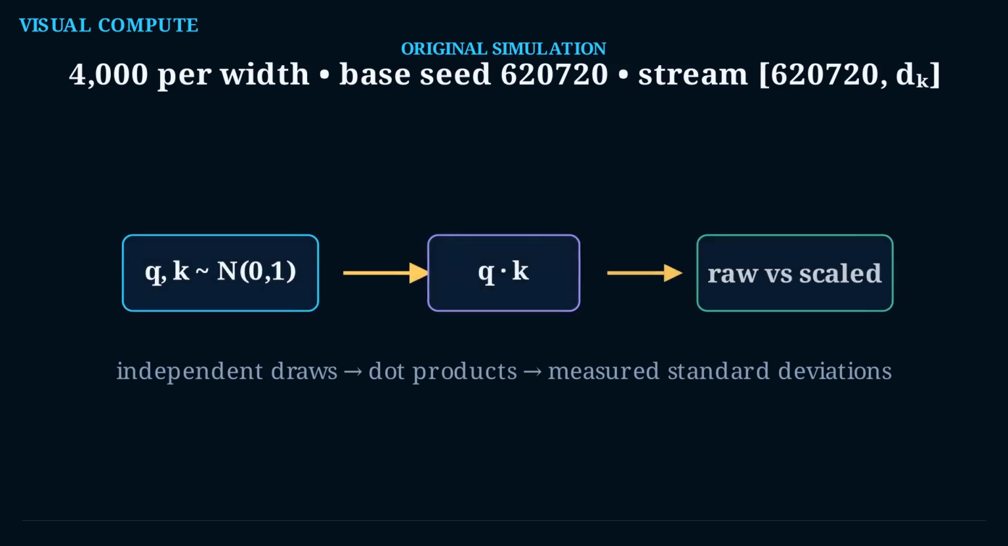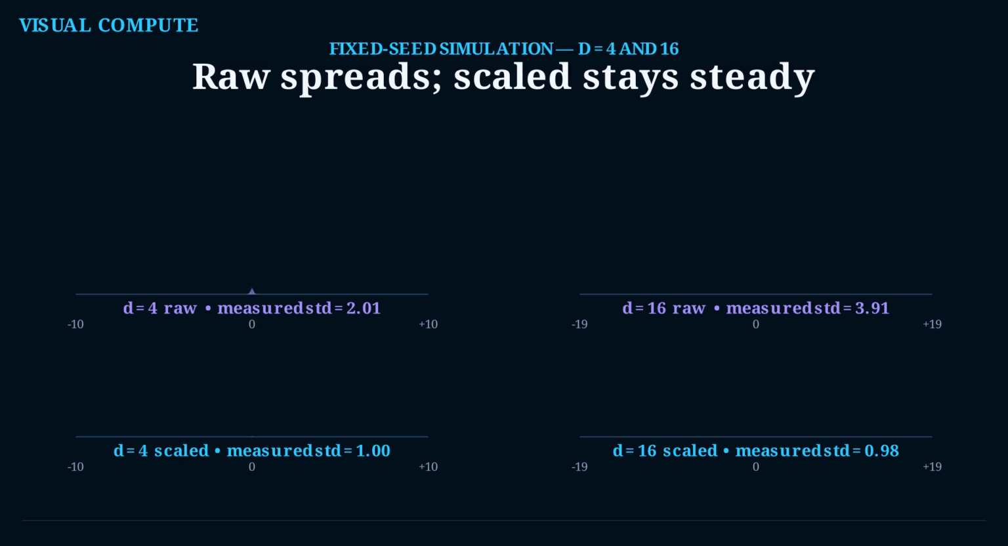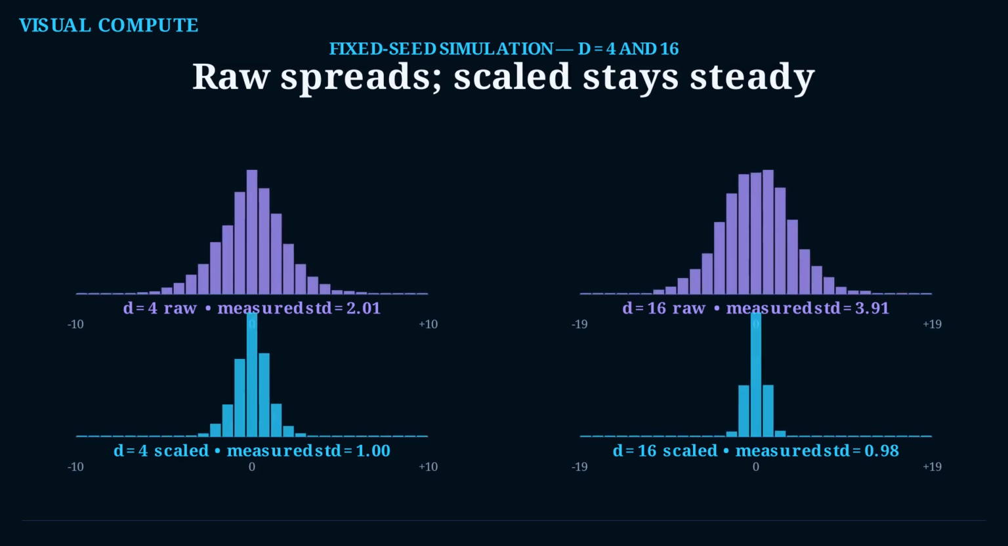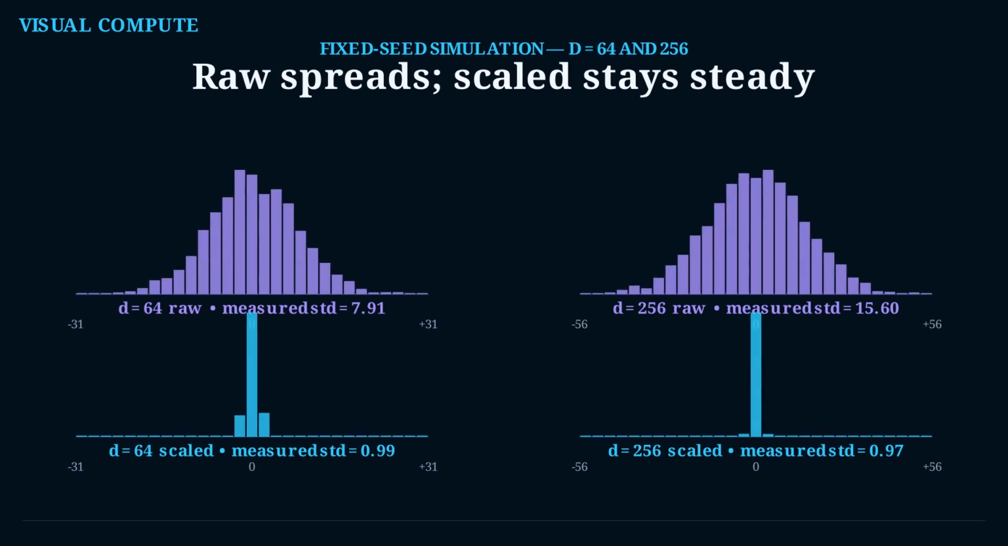Let's test the analytical story with an original fixed-seed simulation. For each width, draw independent standard normal queries and keys, take thousands of dot products, and compare raw scores with scores divided by the square root of d. At widths 4 and 16, the raw bell-shaped clouds already widen. Their standard deviations track 2 and 4. The scaled clouds stay close to a standard deviation of 1. At widths 64 and 256, the raw spread grows to roughly 8 and 16. After scaling, both distributions again sit near width 1.